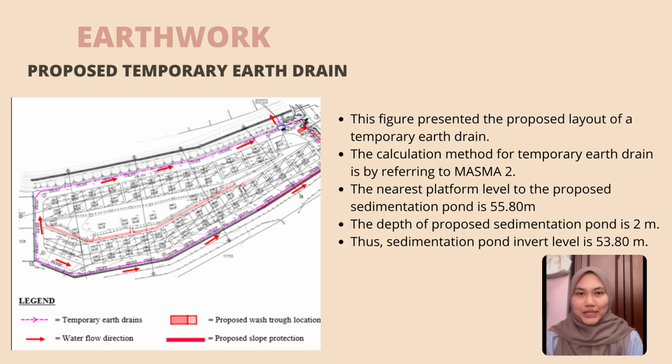I will explain about the earthwork pipe for this project. First of all, the proposed temporary earth drain. This figure presented the proposed layout of a temporary earth drain. In the legend for this figure, it shows the flow of temporary earth drain, water flow direction, proposed wash-through location and proposed slope protection. The calculation method for temporary earth drain is by referring to mass mark.